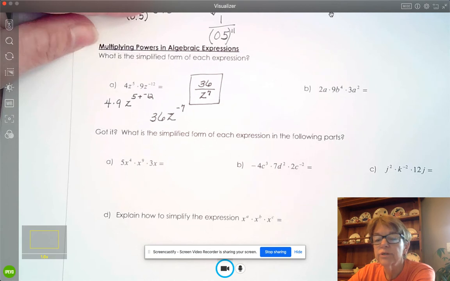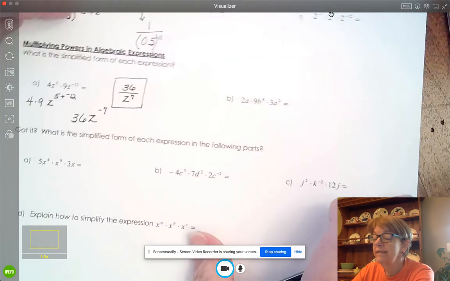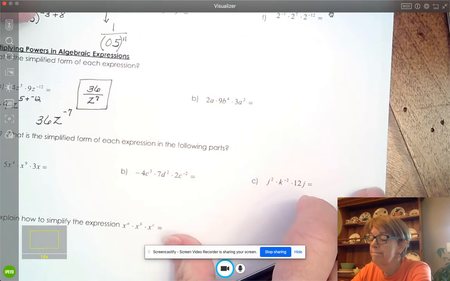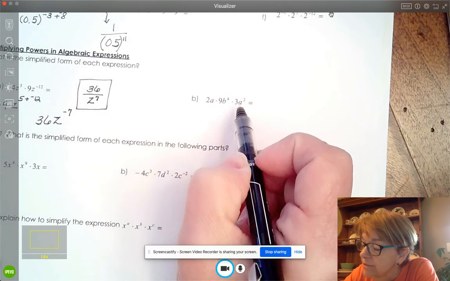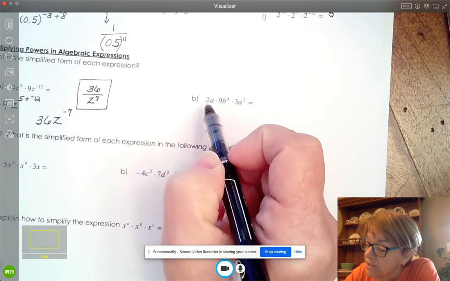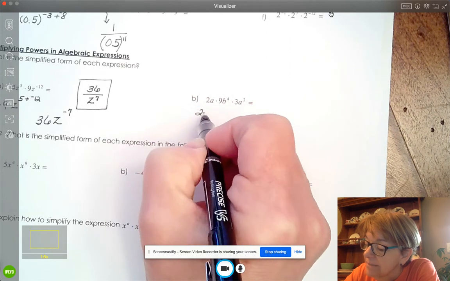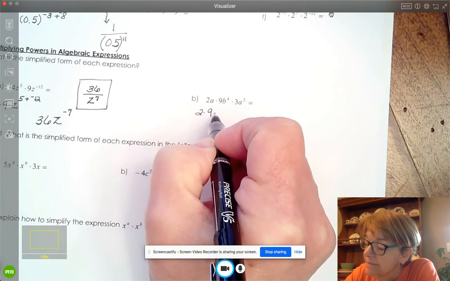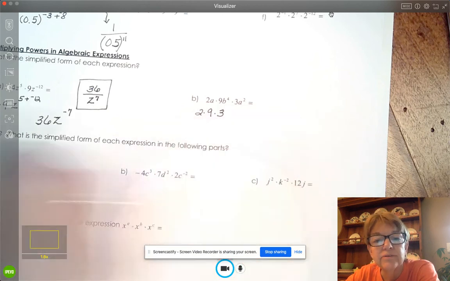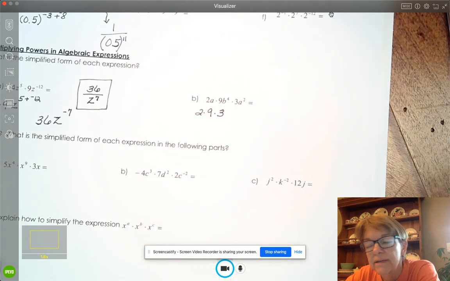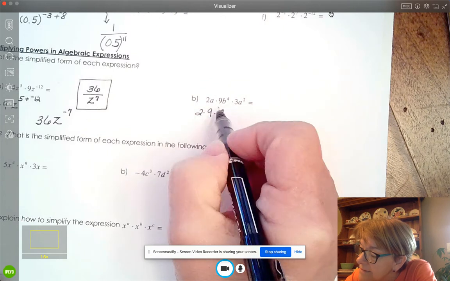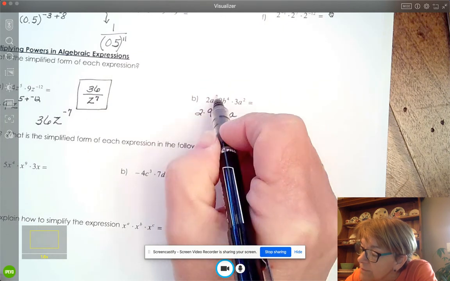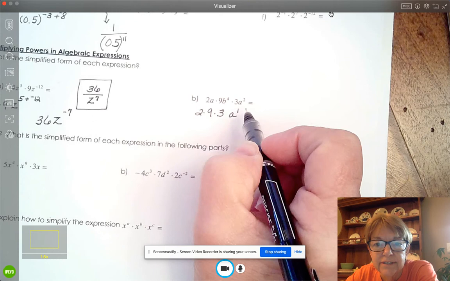If we're going to look over here at example B, I will do one more for you. I have 2 times 9 times 3. I can do that multiplication. I have an a to the first power. Nothing's there, it's a 1.